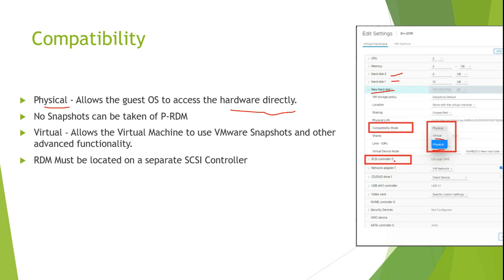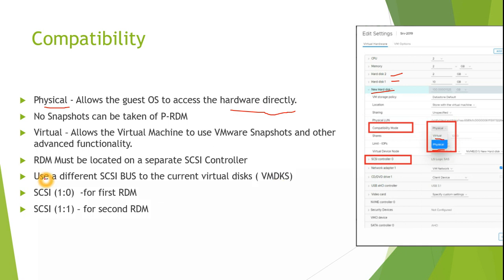And once you have the SCSI controller 1, you can select the bus. So you need to use a different SCSI bus, as I was talking about, and it has to be different from the current virtual disk bus. So this SCSI controller is 0 for 1 and 2, but we will not be using this one, so that's wrong a little bit. I didn't add a new controller here, but we will be doing that in the demo.